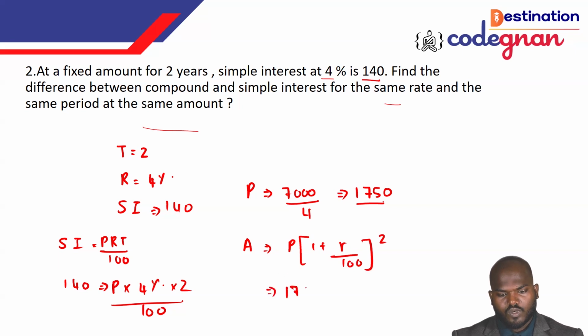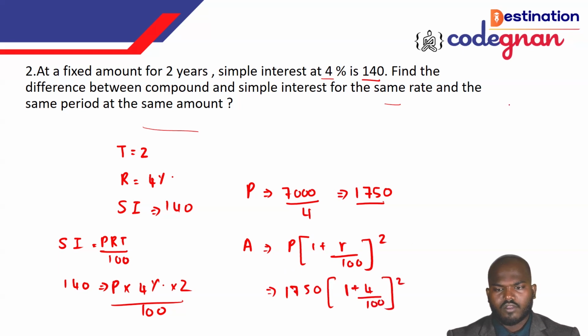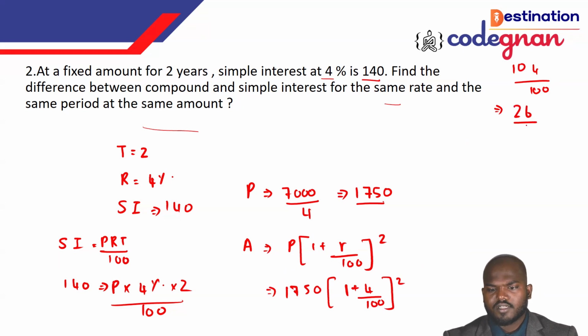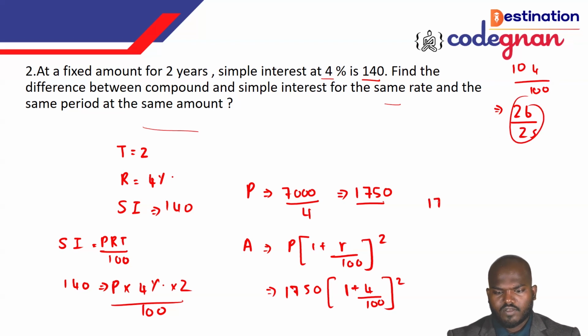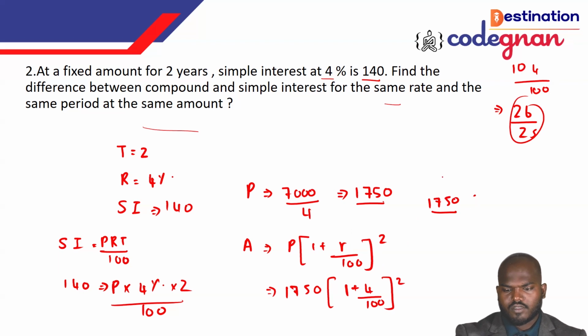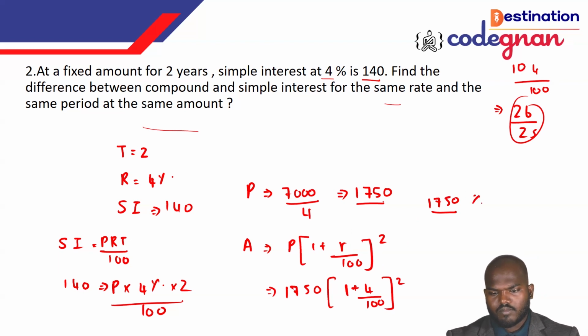Principal, I don't know, right? That is 1750. So plus 1 plus R, R is equal to 4%. So if we make it whole square, 104 by 100, we can say the value will give you 26 over 25. So 26 times 25 you will get here. If I write down this one, that is 1750 times of 26 over 25 whole square.